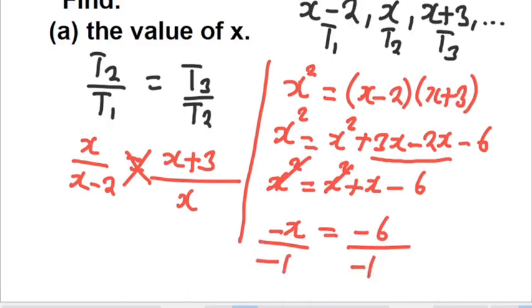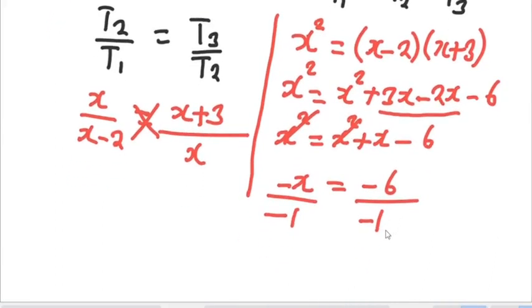So now we are going to have our final answer. We just cancel this and this. Therefore, x is equal to negative 1 into negative 6, it's 6. So the value of x is equal to what? 6. So we have answered our question 1a.